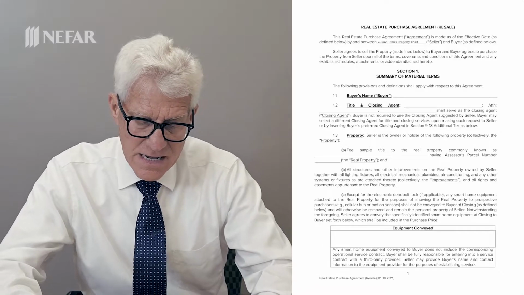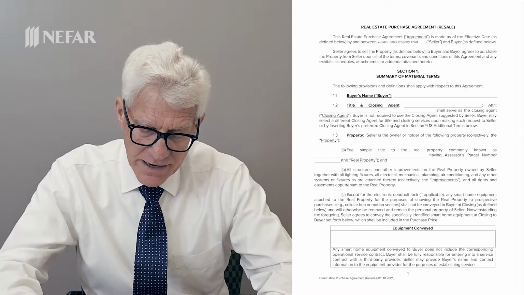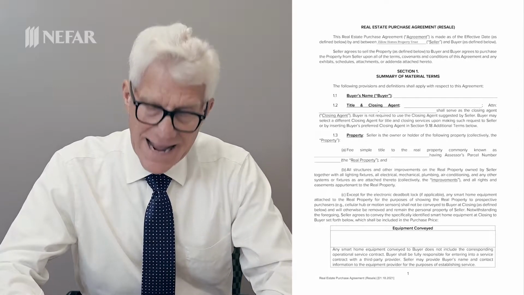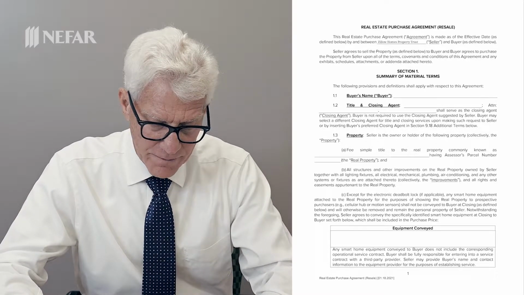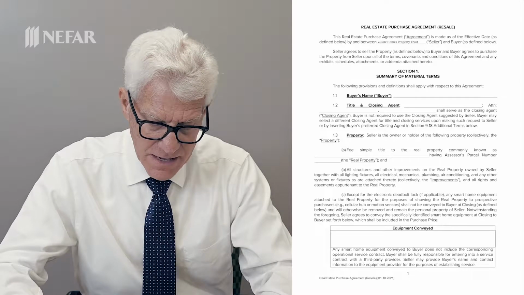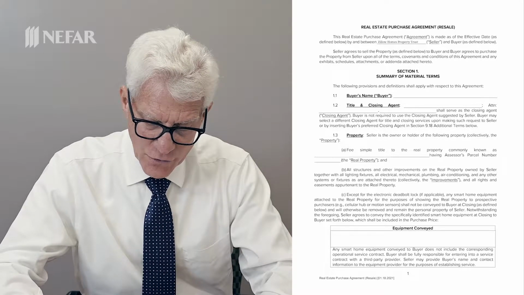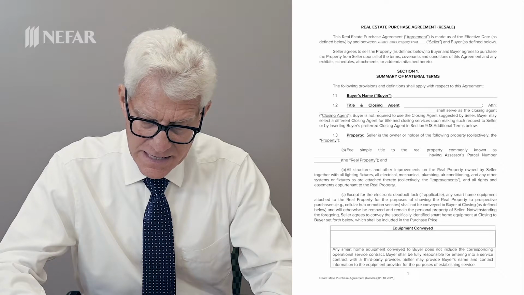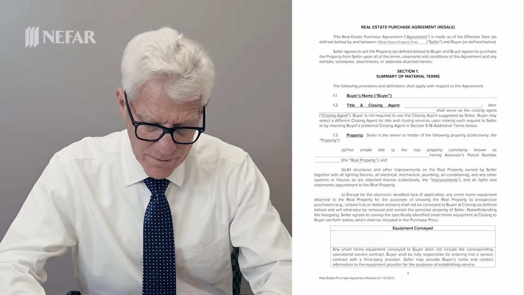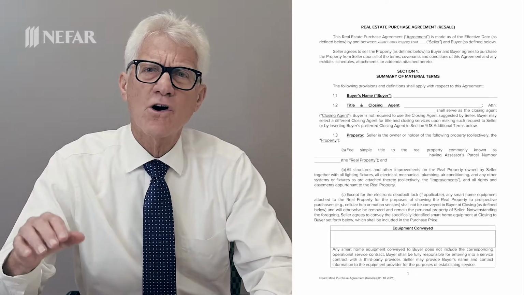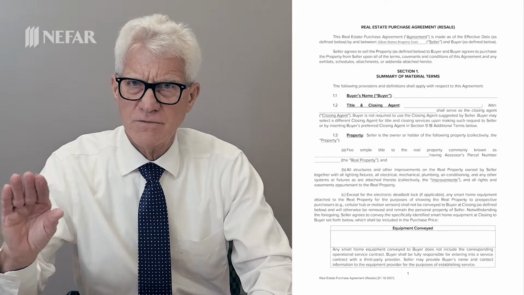It does say, except that what's not included is an electronic deadbolt lock, if applicable, and any smart home equipment attached to the property for purposes of showing the property. That is a cellular hub or motion sensors. Those things don't convey. It says, notwithstanding that, seller will convey specifically identified smart home equipment, and then it gives you a place to put it. That's similar to ours. We say smart home devices, please specify.